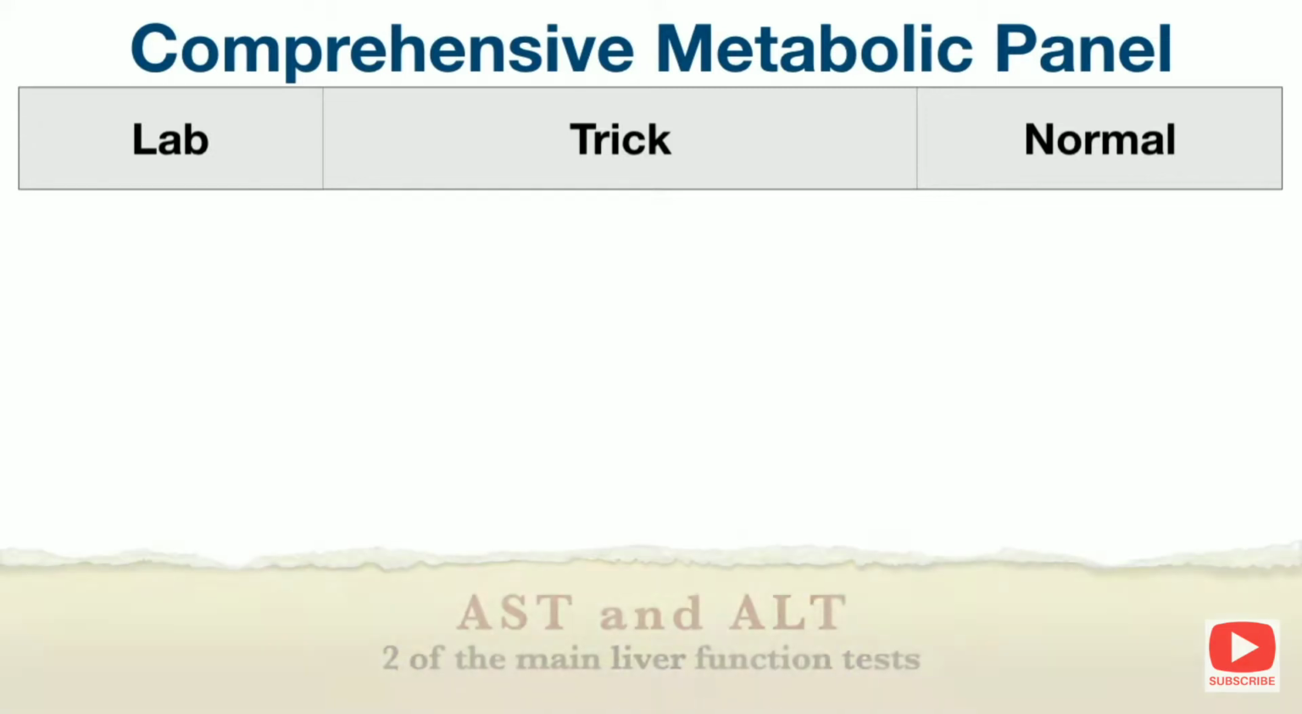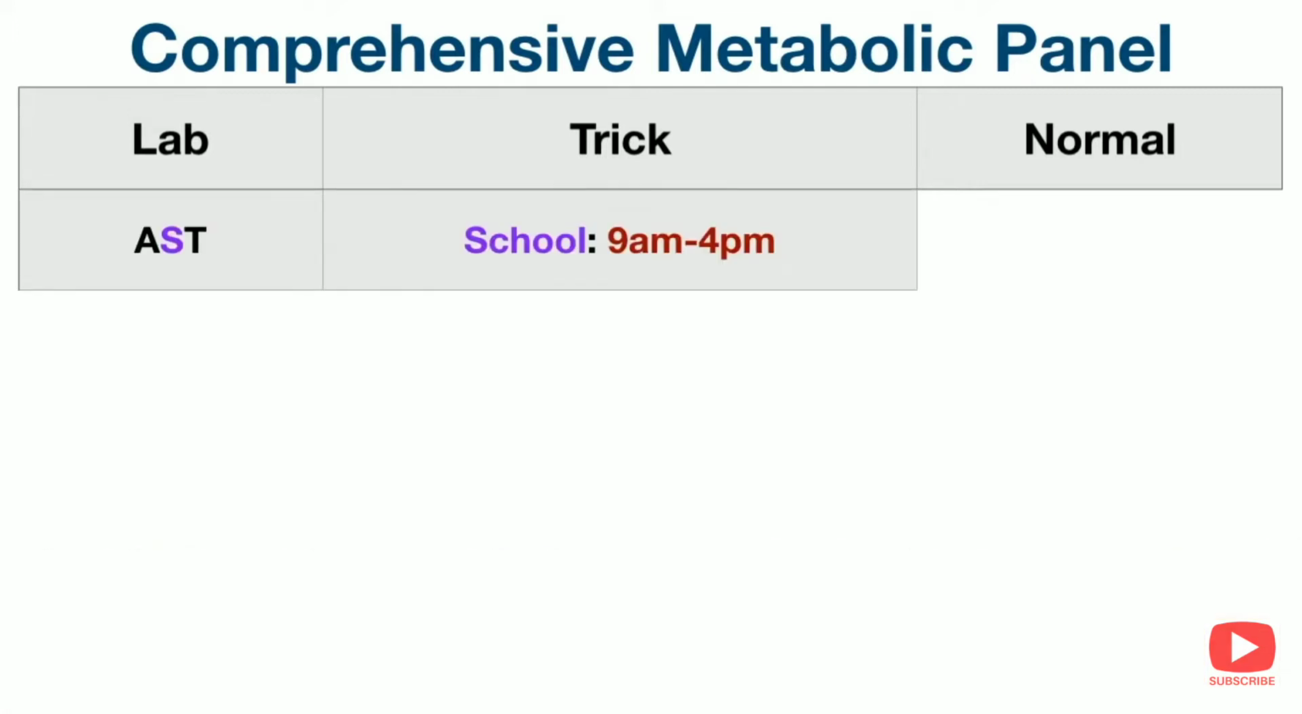Metabolic Panel, which mainly includes liver function tests in addition to everything in the basic metabolic panel. There may also be a couple other electrolytes depending on the lab. Two of the main liver tests are AST and ALT, and the way you can differentiate these is with the S and L. Starting with AST, you can use the S to remember school.